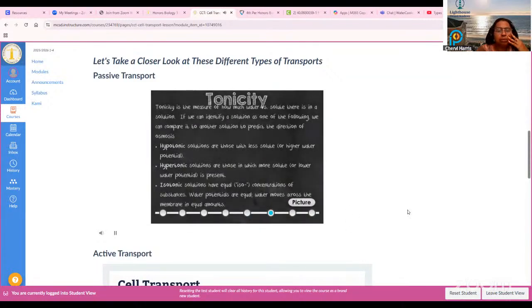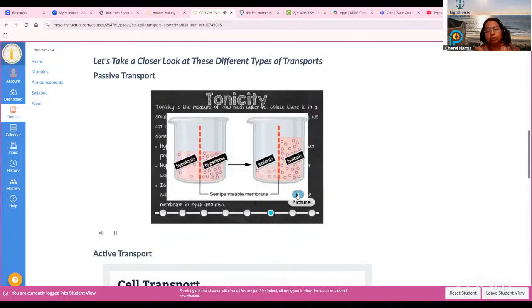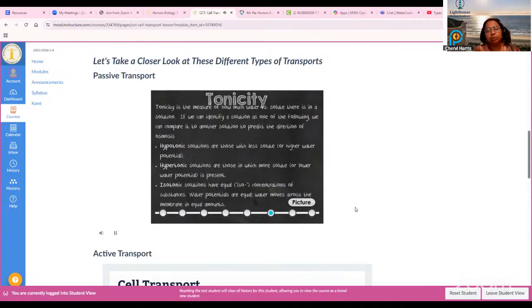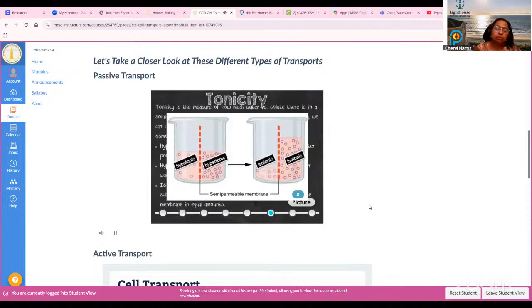Tonicity is the measure of how much water versus solute there is in a solution. If we can identify a solution as one of the following, we can compare it to another solution to predict the direction of osmosis. Hypotonic solutions are those with less solute. Hypertonic solutions are those in which more solute is present. Isotonic solutions have equal concentrations of substances. Their water potentials are equal, and water would move across the membrane in equal amounts.